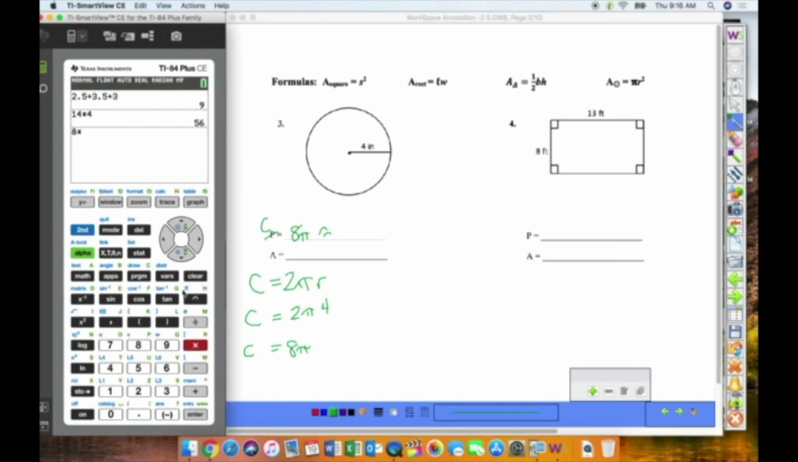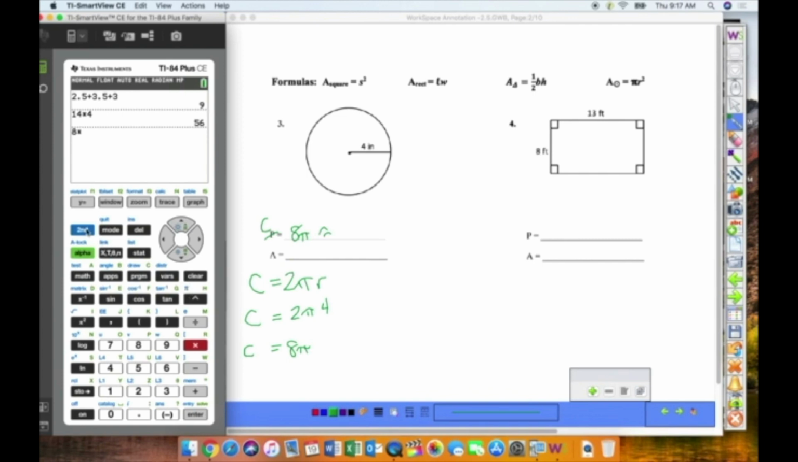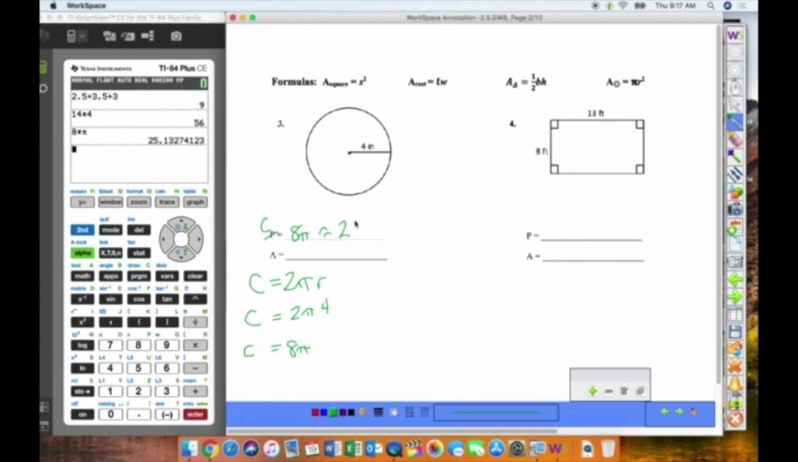So to take it times pi, the pi key, if you remember, is right here on my calculator. If you're not sure where your pi key is, let me know and I can help you with that. But pi, it's a second function, so I'm going to hit second and do that guy. And boom. We will round that to the nearest tenth, so we're going to call that about 25.1. And the label is going to be inches. You don't need to put the label on both of these. We're just saying, hey, the circumference is 8 pi exactly, and that's about 25.1 inches.